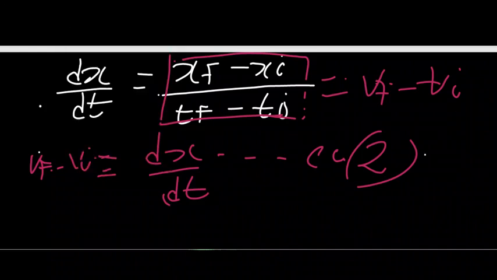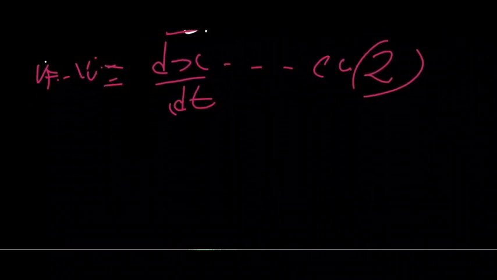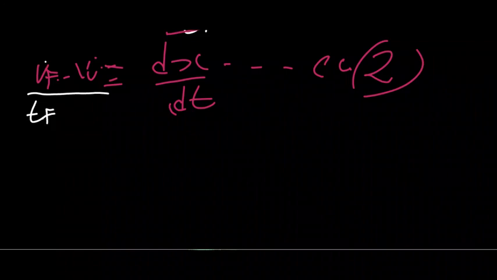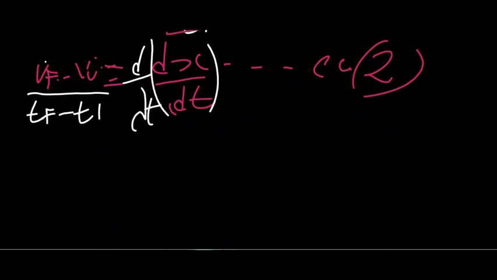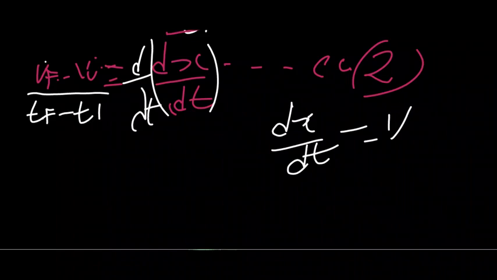Now what happens if this velocity is changing with time? What can we get? If velocity is changing, then it means we are dividing this by t final minus t initial. Then this will just be d over dt, multiplying this thing. But you know dx dt is equal to velocity v. So we can get that.